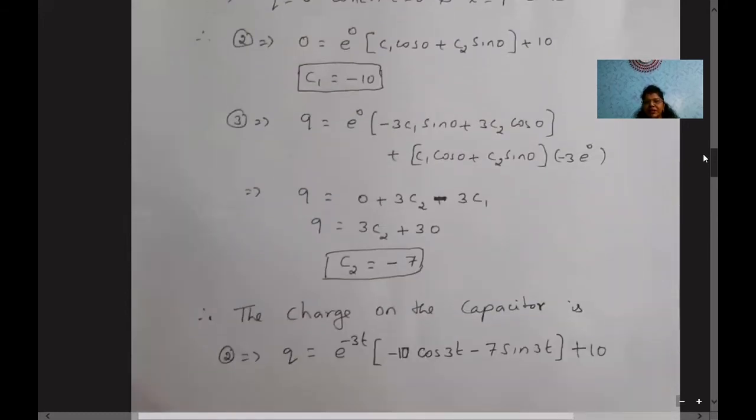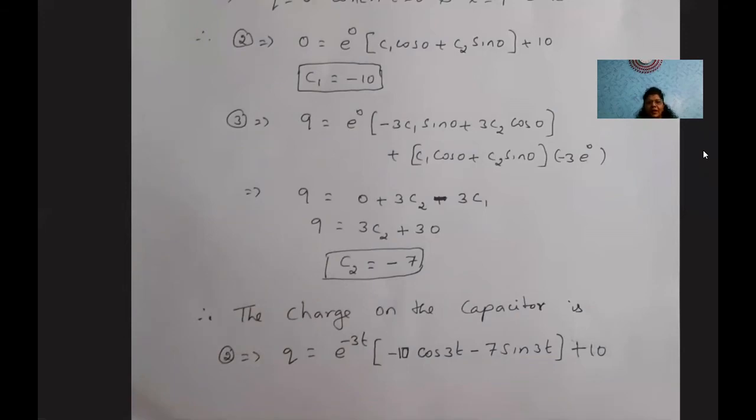Substitute the initial condition, that is q equal to 0, t equal to 0 in equation number 2, and I equal to 9 and t equal to 0 in equation number 3. Solving, we obtain c1 and c2 as minus 10 and minus 7.